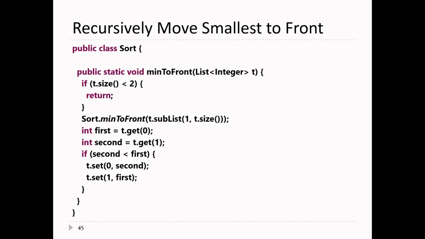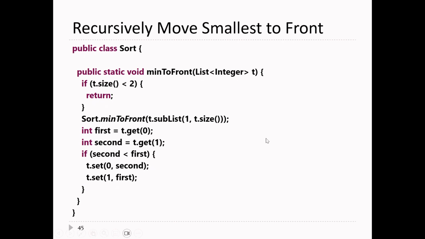Eventually, you reach a list whose size is either 1 or 0, depending on where you started from. If you have a list of size 0, there's nothing to do. There is no smallest element. If you have a list of size 1, there's nothing to do. The smallest element is already at the front of the list. So if the size of the list is less than 2, you're done. You can simply return. There's nothing to do. And that recursively moves the smallest element in a list to the front of the list.